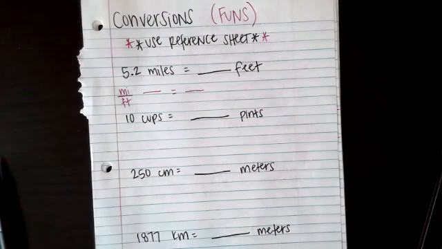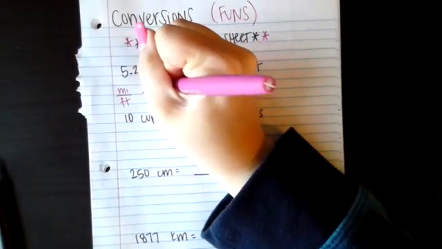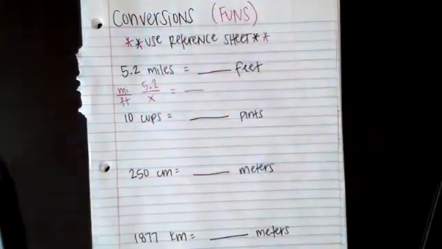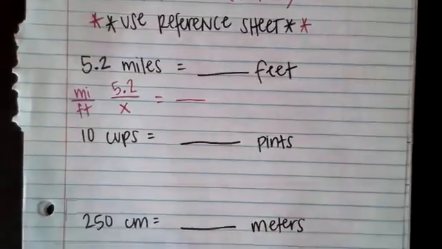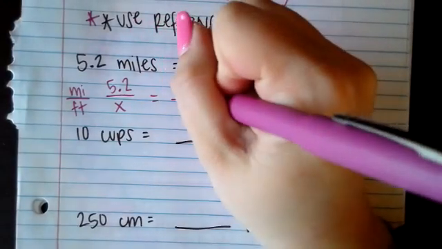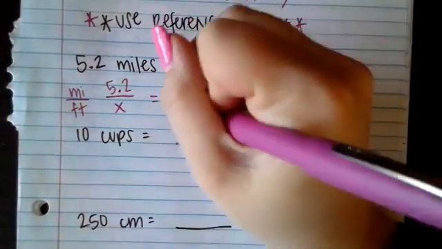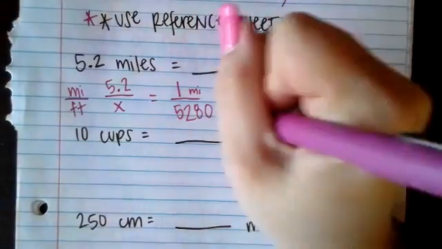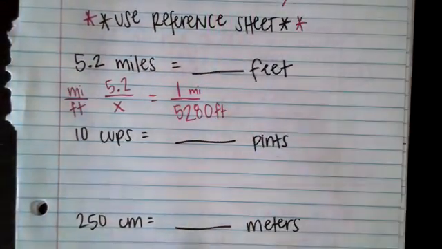So I am trying to figure out 5.2 miles is equal to a certain amount of feet. So the amount of feet is X. I don't know what this value is. Let me zoom in on this particular part. Here we go. It's a little easier for you to see. The conversion rate is 1 mile is 5,280 feet. This is the conversion rate that is on the reference sheet.